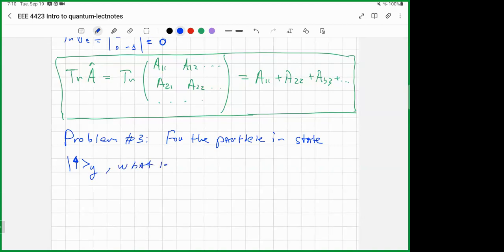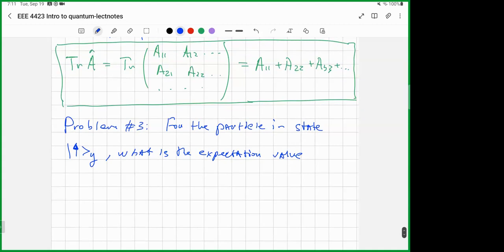What is the expectation value of measuring the spin in the z direction?